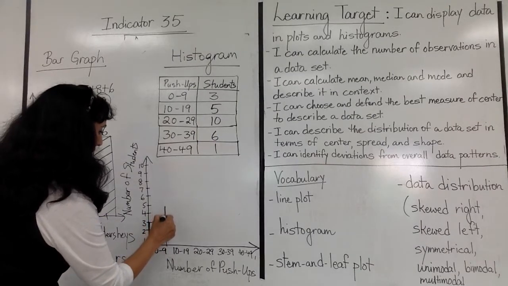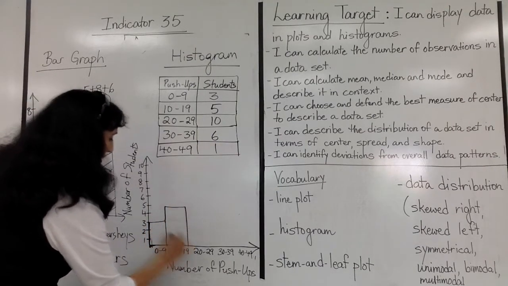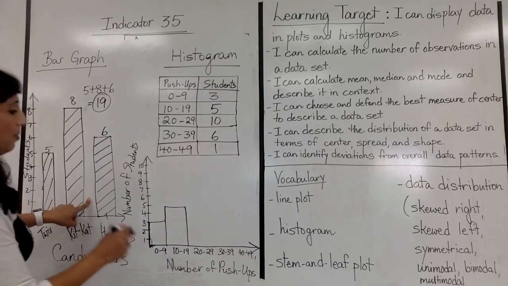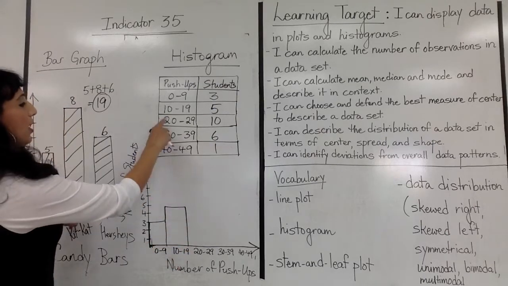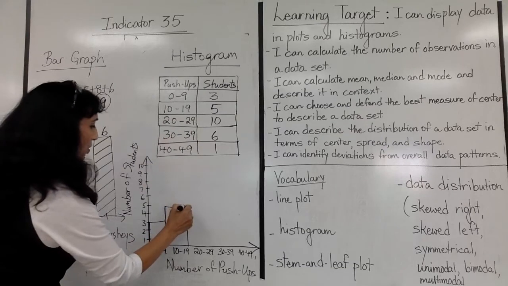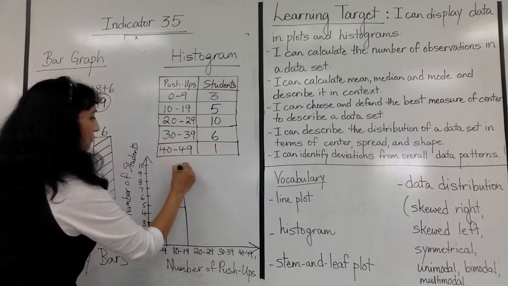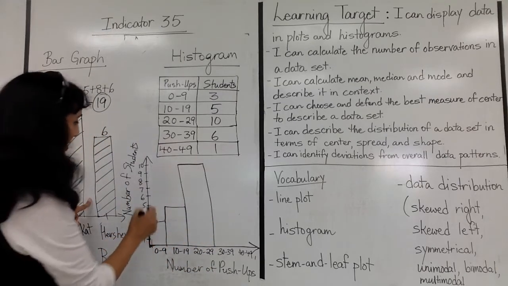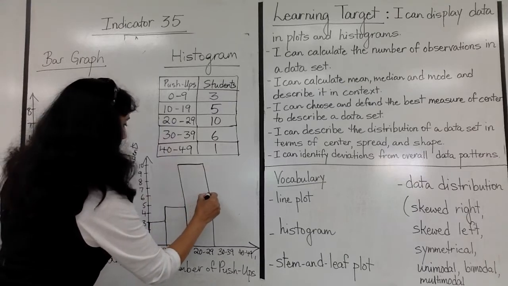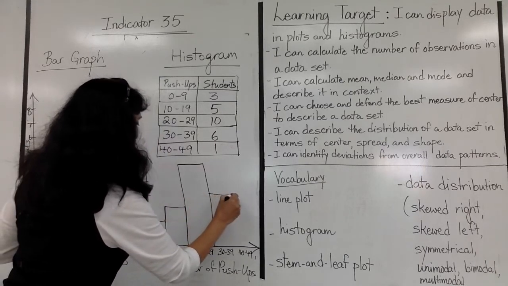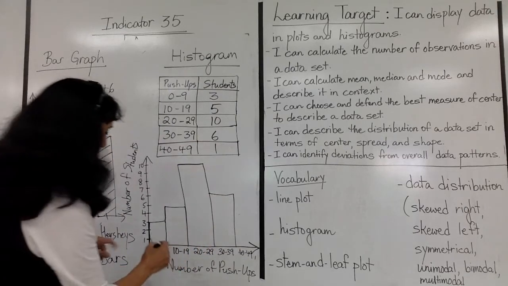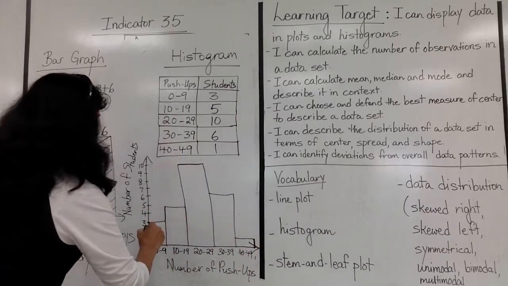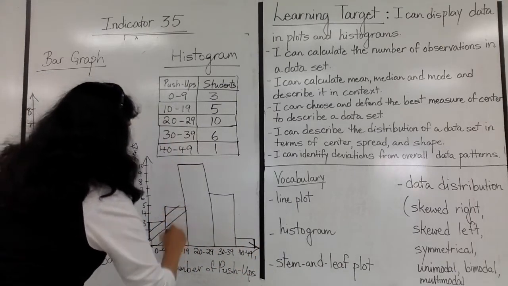Okay, for 10 to 19, we have 5. So look how my graphs are stuck together. It's not separated like in this bar graph over here. That's what makes it a histogram, and the intervals. For 20 to 29 push-ups were done by 10 students. So here goes my graph, and see how it is stuck again. All right. 30 to 39 were by 6 students, and 40 to 49 is 1 student. So here we go. All right, so now these are my bars.